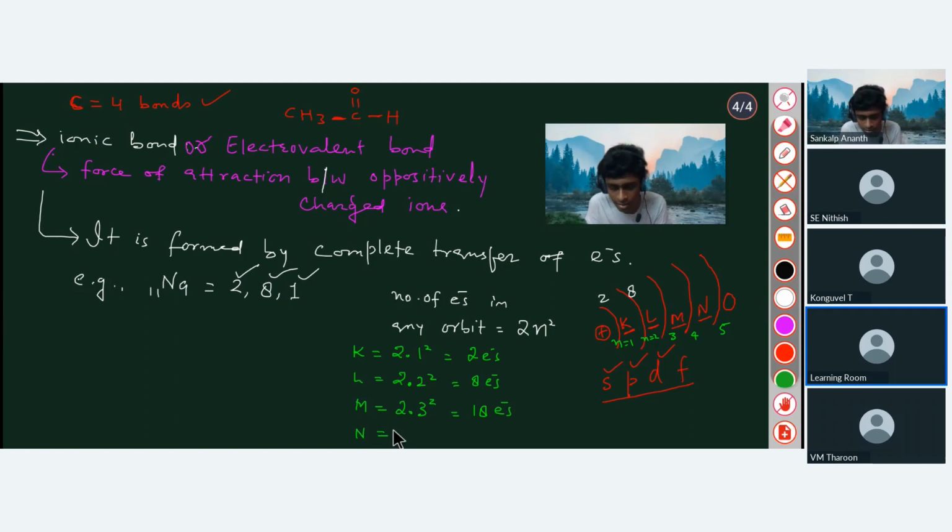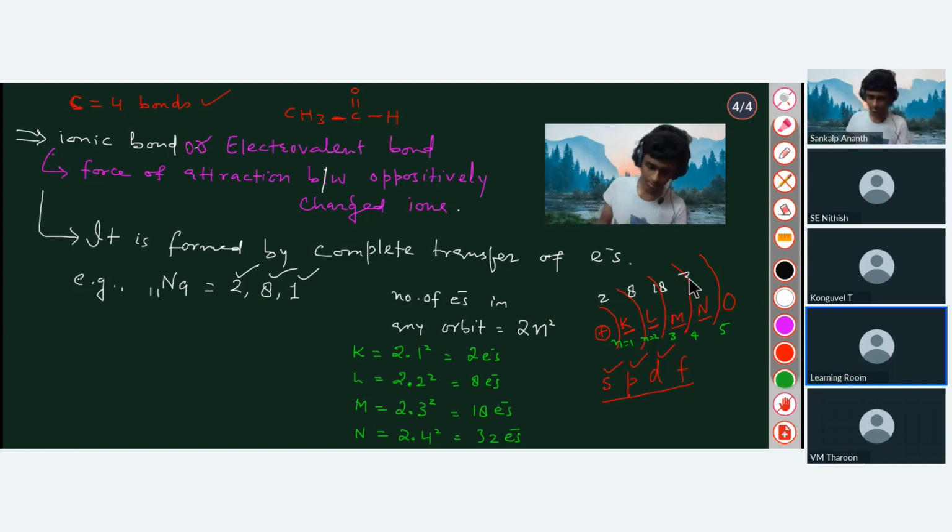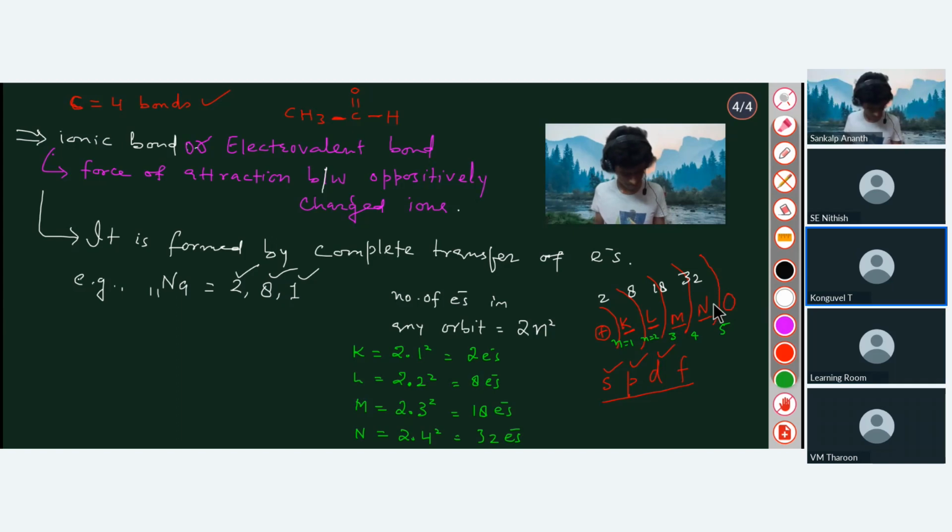Okay, tell me if you are having any doubt. For N, 32. That means 32 electrons can be accommodated in the N shell. This is very important. I hope you will remember this. So in M, there will be 18 electrons. In N, there will be maximum 32 electrons. And can you tell me in O, how many? 50. Exactly 50. Okay.